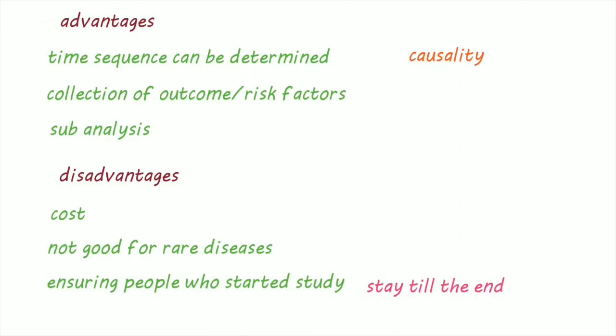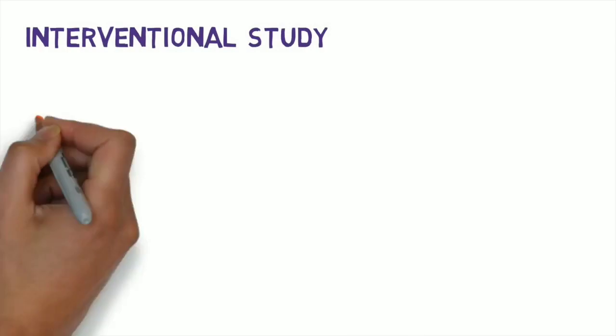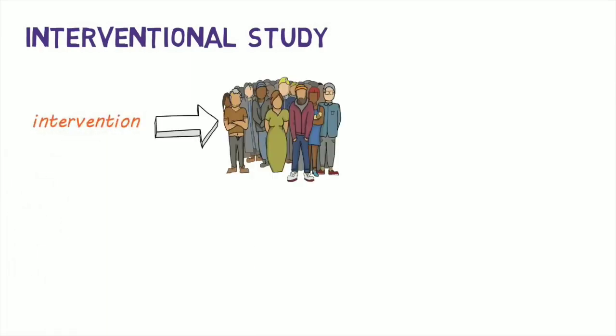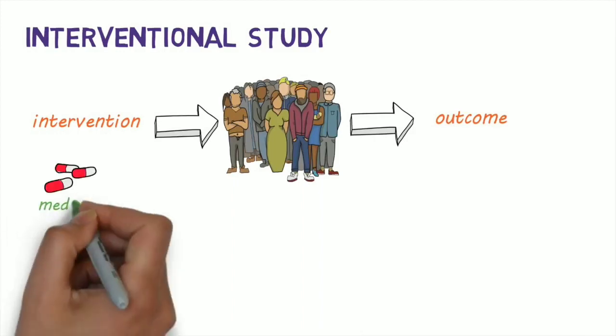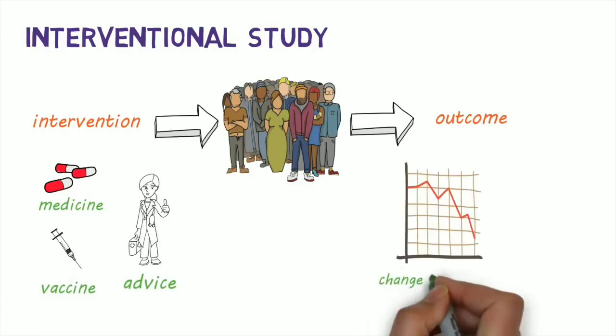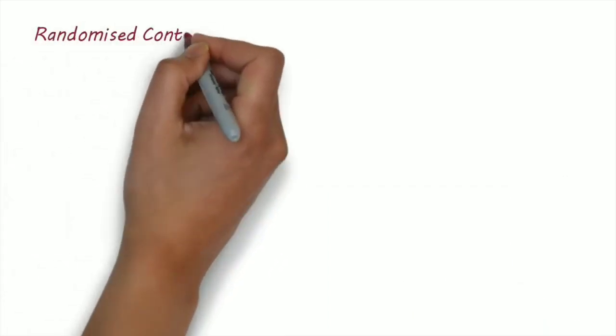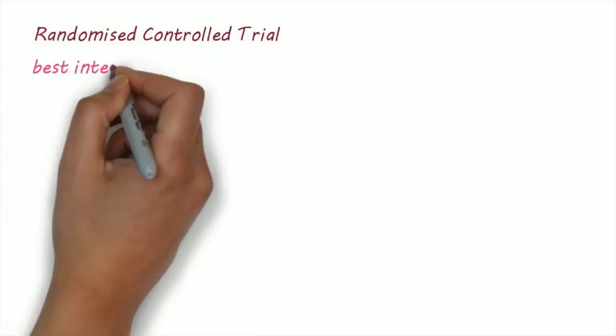Now let's look at another type of study, an interventional study. In an interventional study, an intervention is done on a group of people and the outcome studied. Examples of interventions can be giving a medicine, a vaccine, or health advice. The outcome can be things like a change in disease status or change in behavior. A randomized controlled study is the best study design for an interventional study.